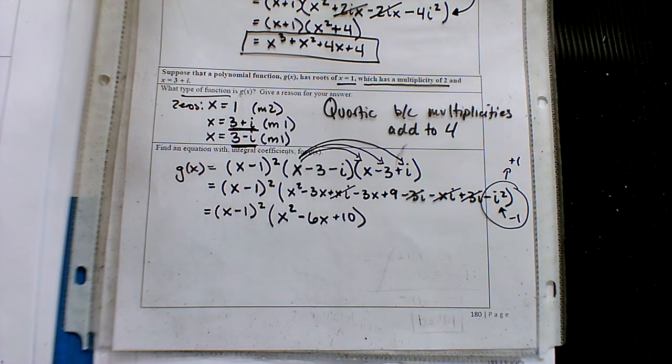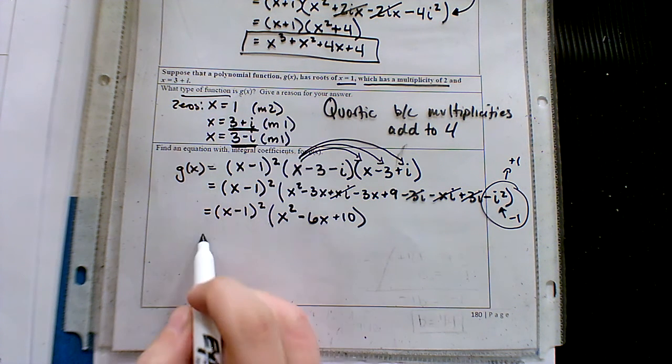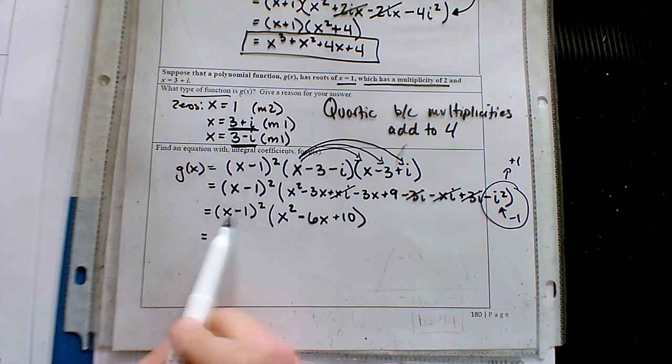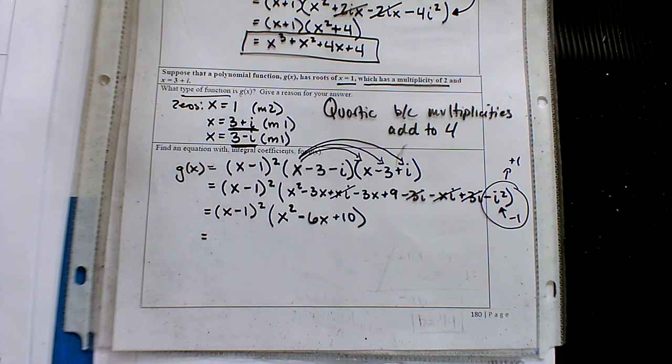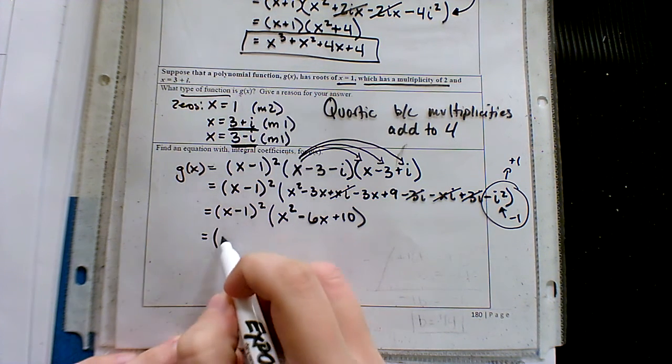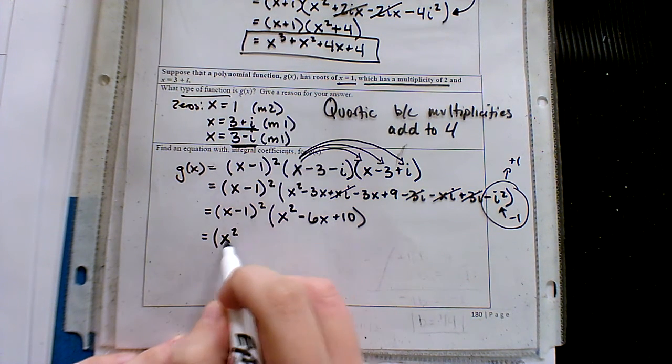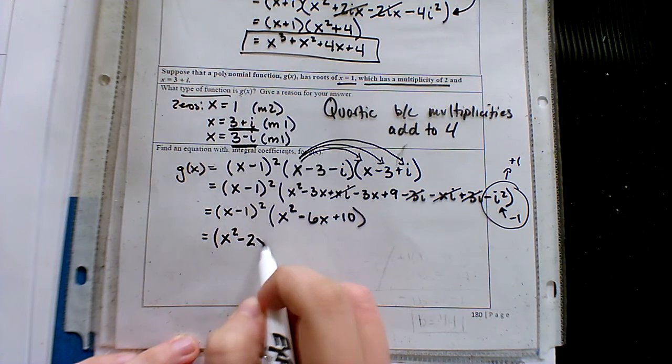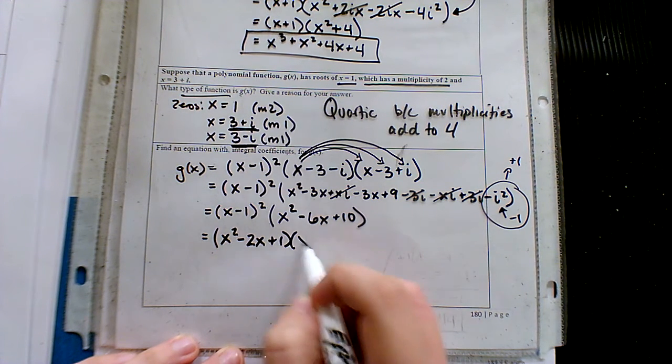Perfect. But we still haven't completely expanded it yet. We want to get rid of all parentheses. So maybe now we'll switch gears and try to expand this squared term. This is really x minus 1 times another x minus 1. You're going to have to go through another FOIL process. And combining like terms, we'll have x squared minus 2x plus 1.